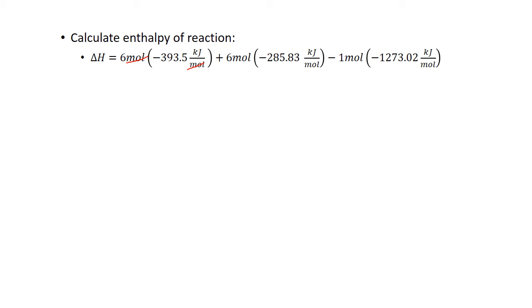Then there were 6 moles of water. This is the enthalpy of formation of water. 6 moles, 6 moles. And these are the products. And the reactants are the glucose and the oxygen. Oxygen doesn't contribute. Its enthalpy of formation is 0. So I subtract 1 mole times the enthalpy of formation of glucose. And again, moles cancel.